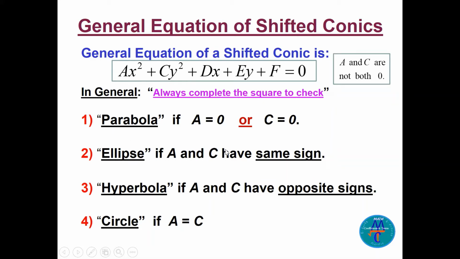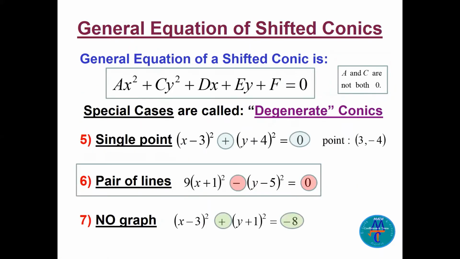We have an ellipse if a and c have the same sign, but not equal. We have hyperbola if a and c have opposite signs. We have a circle if a is equal to c. We will see examples on all these types. So this is 4 possibilities. Let's see the other 5, 6, and 7.